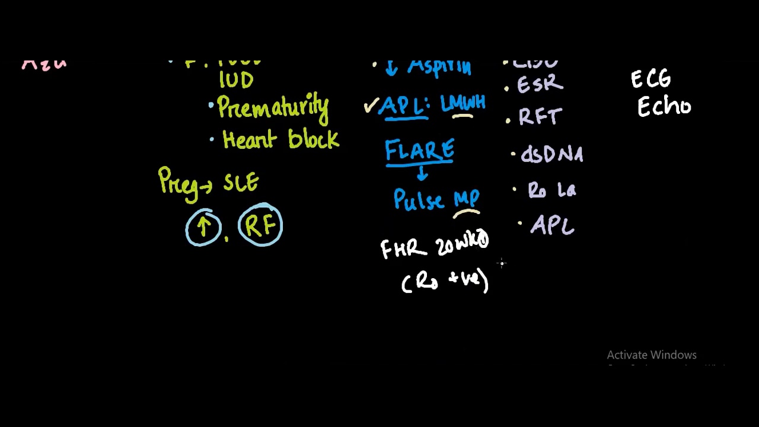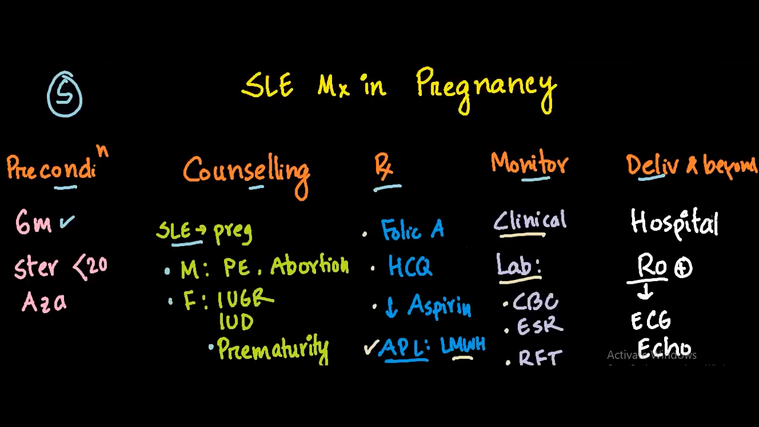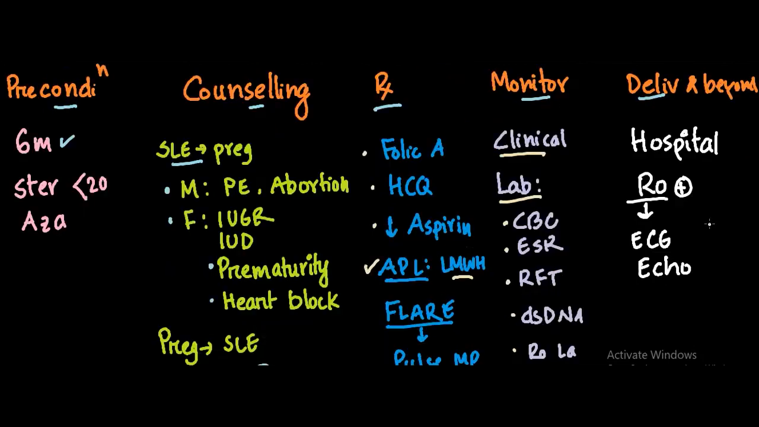And obviously, if the patient has a Ro antibody positive, we have to monitor the fetal heart rate from 20 weeks onwards. What about delivery? The delivery usually should be done in the hospital. And if the patient has anti-Ro antibody, we have to do ECG and echo of the child to check for the heart blocks and any other cardiac abnormalities.